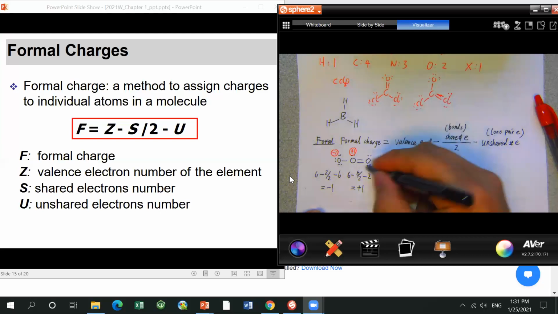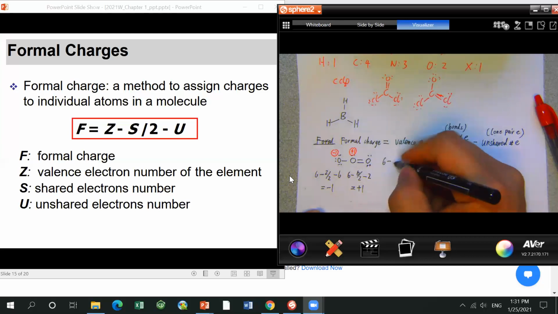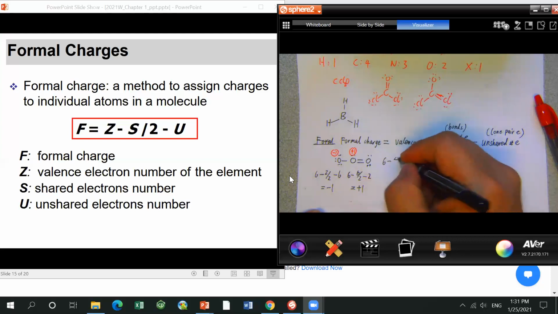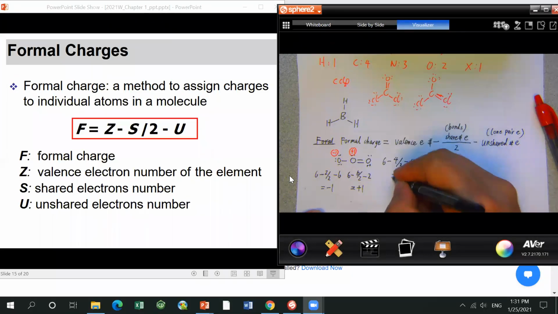And then for the right oxygen, 6 valence electrons, minus half of the shared electrons, only 4 shared electrons because there is only 1 double bond, and then minus the unshared electrons, 2 lone pairs, 4 electrons. So that gives you 0.